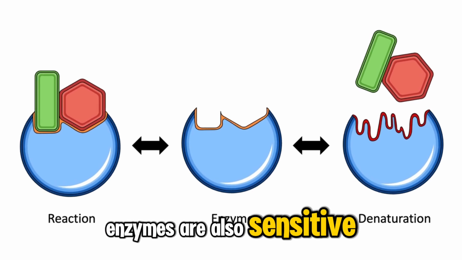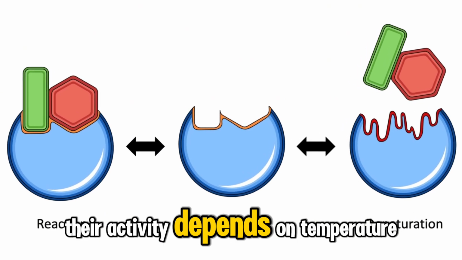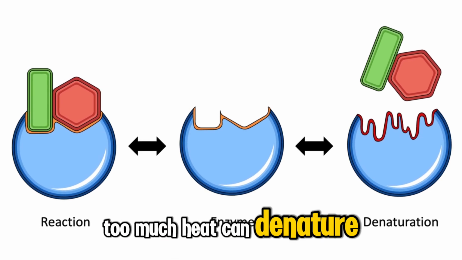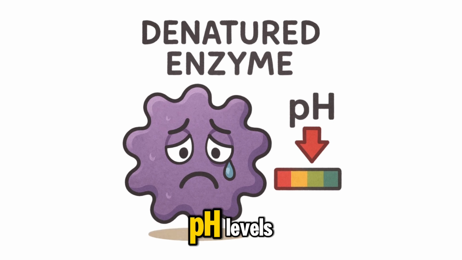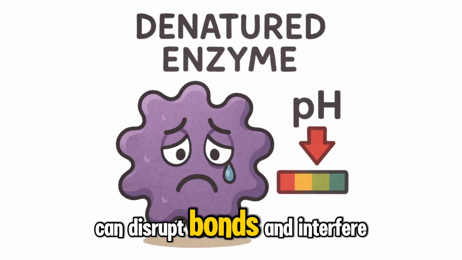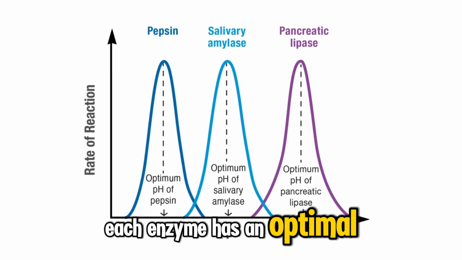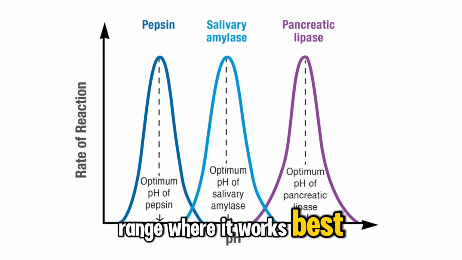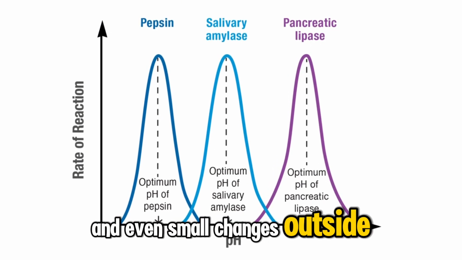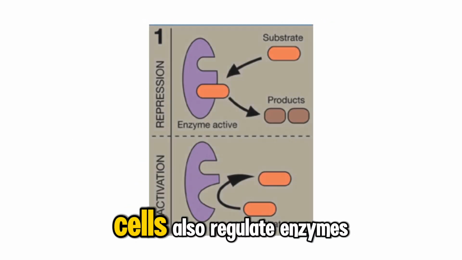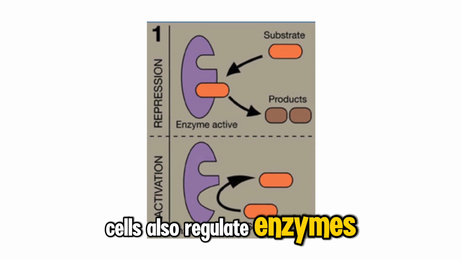Enzymes are also sensitive. Their activity depends on temperature and pH. Too much heat can denature an enzyme, unraveling its structure, while extreme pH levels can disrupt bonds and interfere with function. Each enzyme has an optimal range where it works best, and even small changes outside that range can slow or stop its activity.